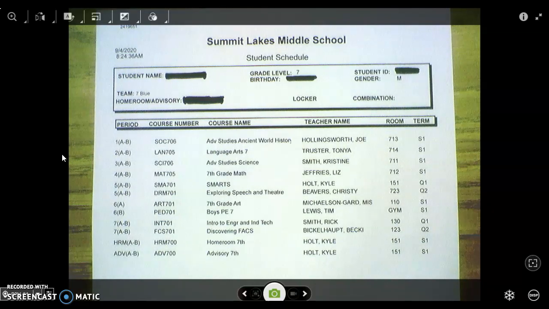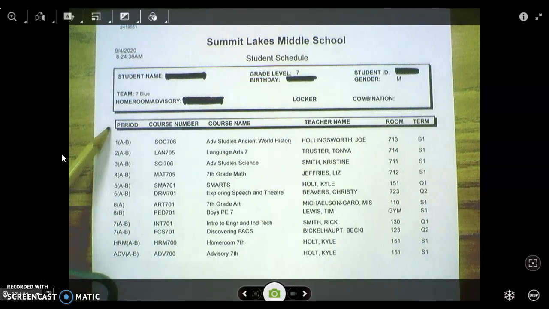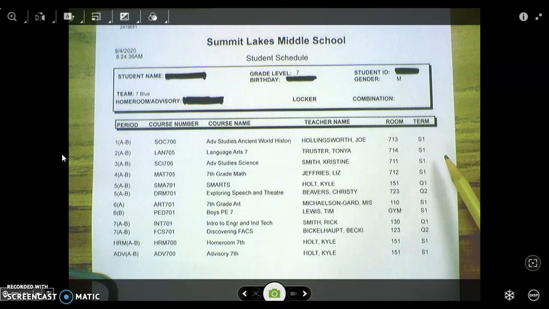So when you look at the schedule, you will find on the left the hour. It says period, but this is the hour of this particular class. The schedule that you were given also shows, on the other side, your classes for first quarter as well as second quarter. You might also have a full semester class, which is this semester 1 that you see here.